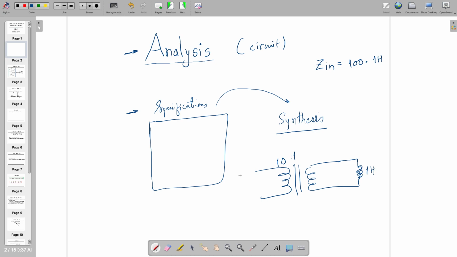Right, whose input impedance is this, right? This was known to me, that's why I kept it.